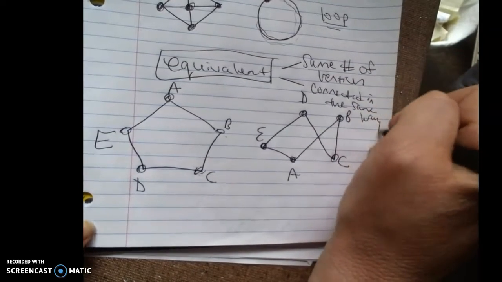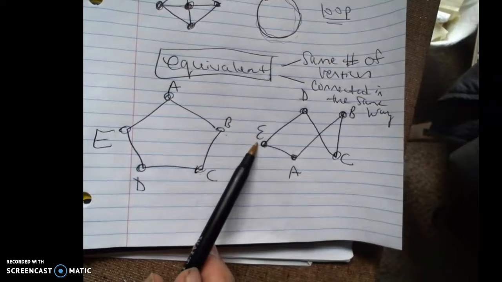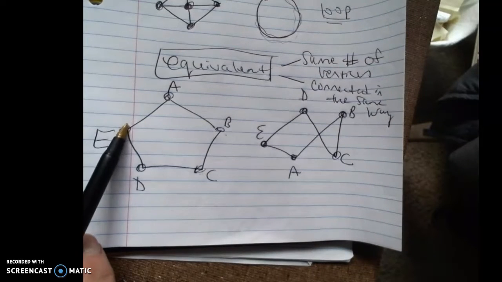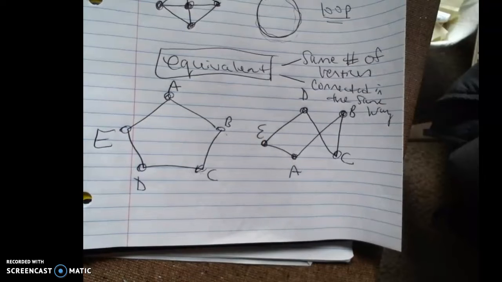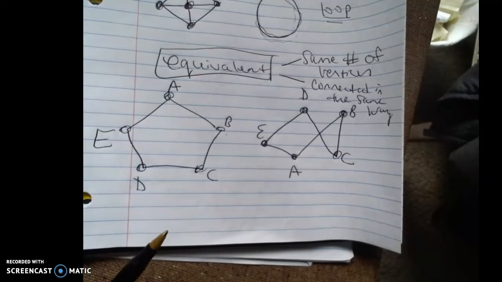So there's no extra paths. There's no way from E to B on either one of these. E can only go to D, E can only go to A. So that means the graphs are equivalent. They don't have to look the same. They do not have to look the same at all.